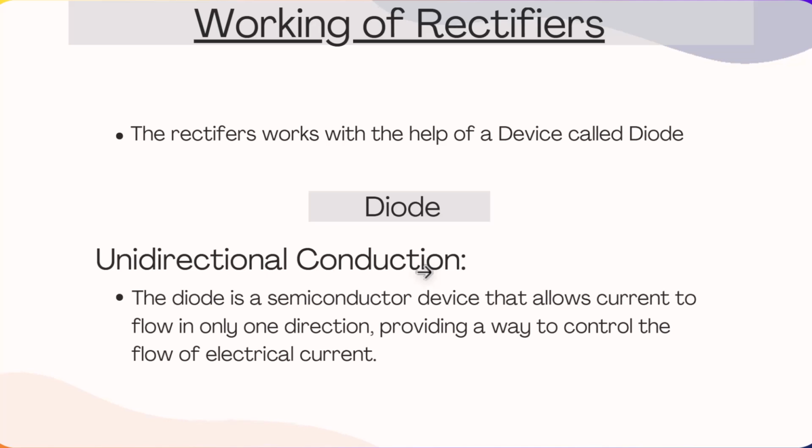So, how does a rectifier work? The rectifier works with the help of a device called diode. So, what is a diode and how does it help? A diode is a semiconductor device that allows the current to flow in only one direction, providing a way to control the flow of electrical current. I'll show you a simulation on how a diode works.